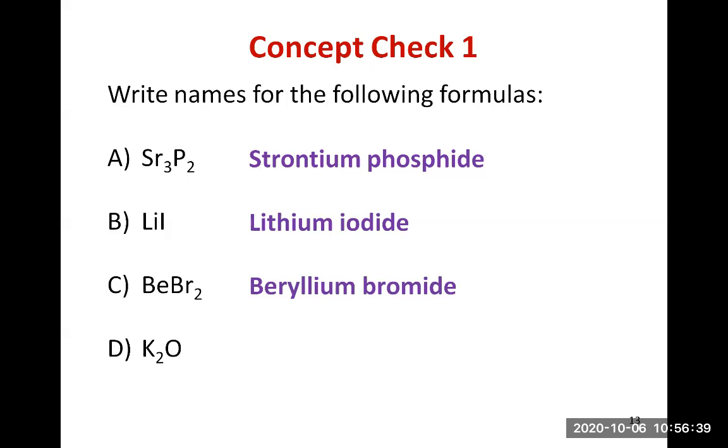K2O. K is potassium, group 1A, alkali metal, predictable ion, always +1. O, another predictable ion, it's oxygen, and when it's the anion, it's the oxide. So potassium oxide is the name of K2O.